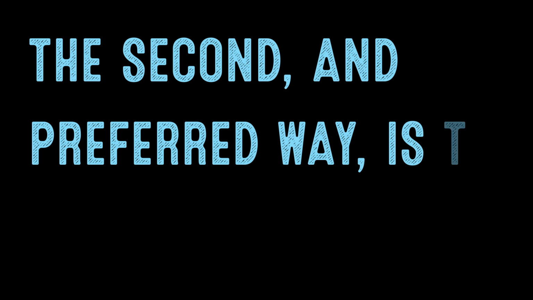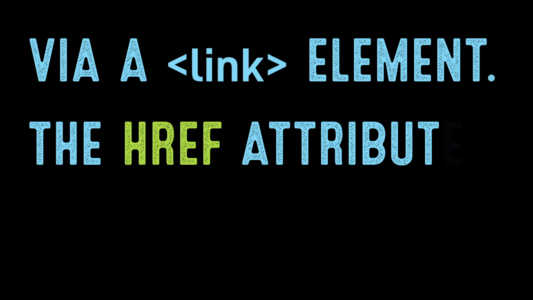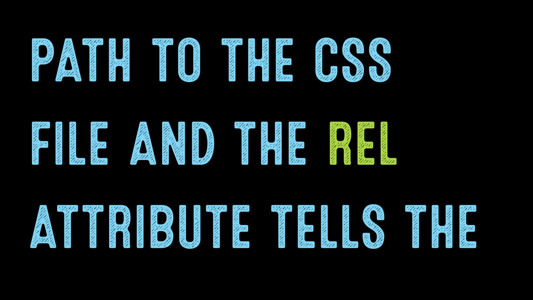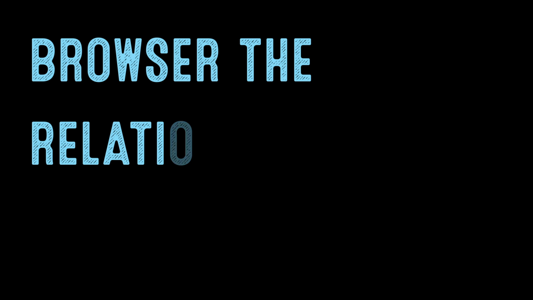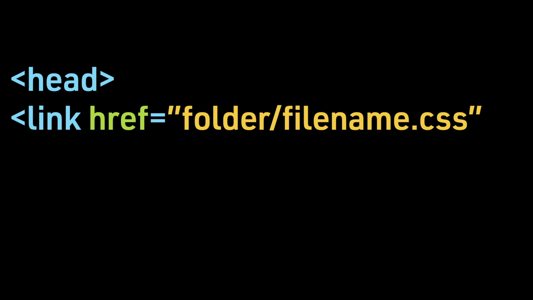The second and preferred way is to use external CSS, where we link our HTML page to an external style sheet via a link element. The href attribute specifies the file path to the CSS file, and the rel attribute tells the browser the relationship between the linked file and the HTML document. In this case, we are linking a style sheet. Here is how it would look in our code.